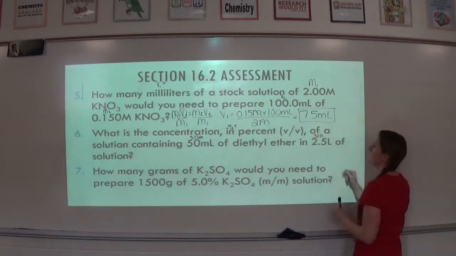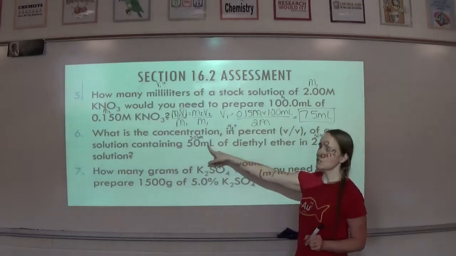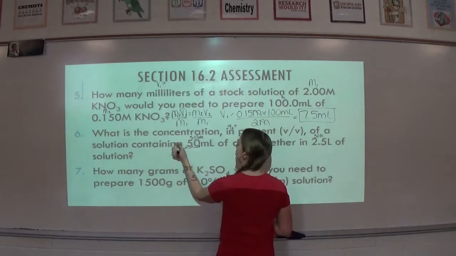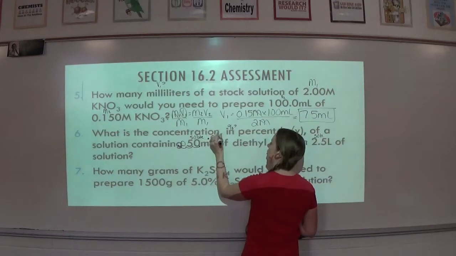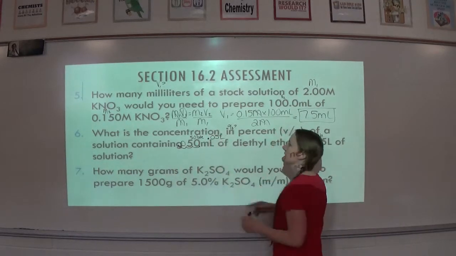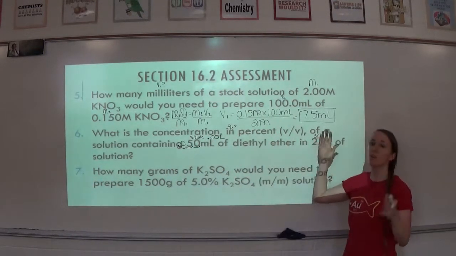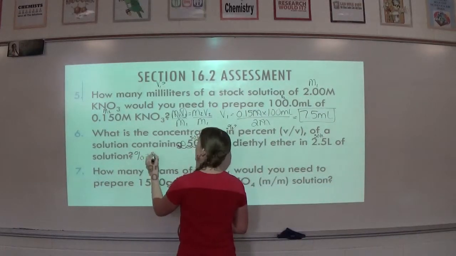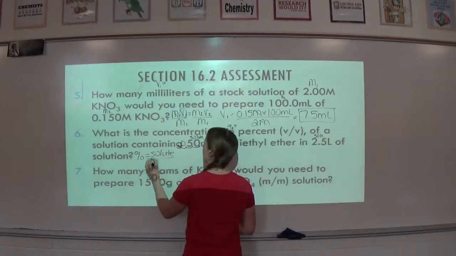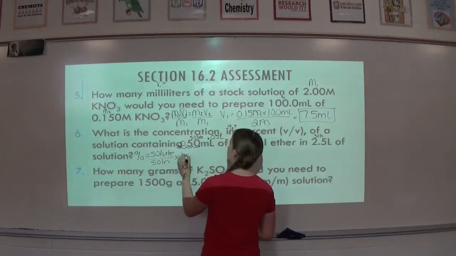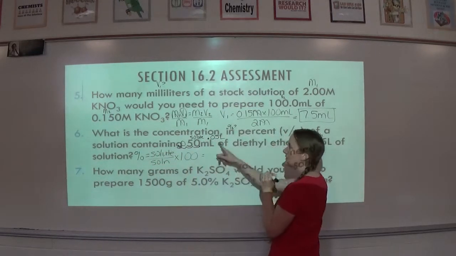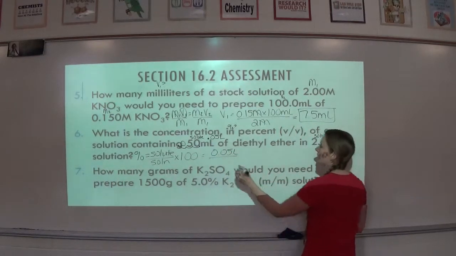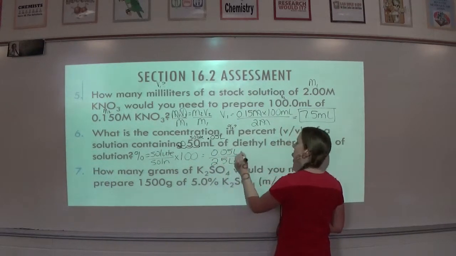So what's the problem with this one? I have liters and milliliters, so you got to change one. Since we've been working on changing milliliters to liters anyway, I'm going to change this one by moving my decimal 3 places. So now I have liters and liters, which is what I need so they can cancel. So if you remember, percent is solute over solution times 100. So I just plug in. So my solute is 0.05 liters. My solution is 2.5 liters times 100.